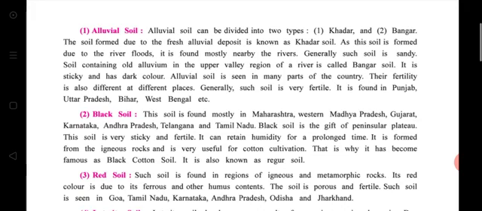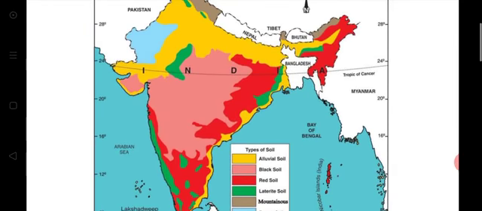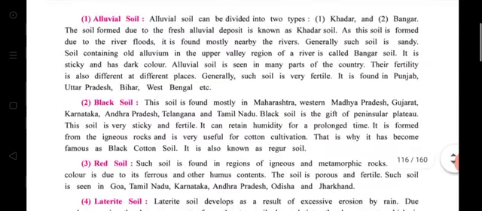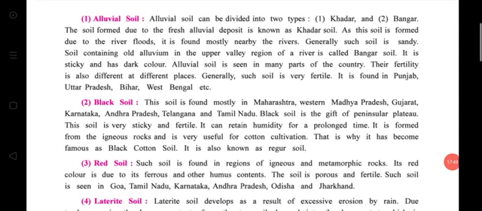Alluvial soil is seen in many parts of the country. We can see here the yellow part in most of the country. Their fertility is also different at different places. Generally, such soil is very fertile. See, alluvial soil is very fertile, and that's why it is mostly found in Punjab, UP, Bihar, West Bengal, etc. Clear?